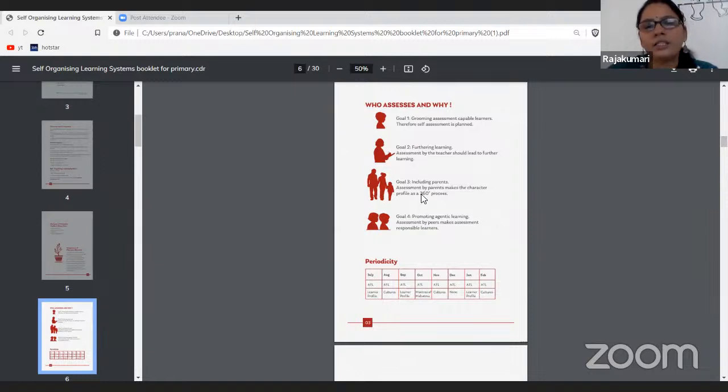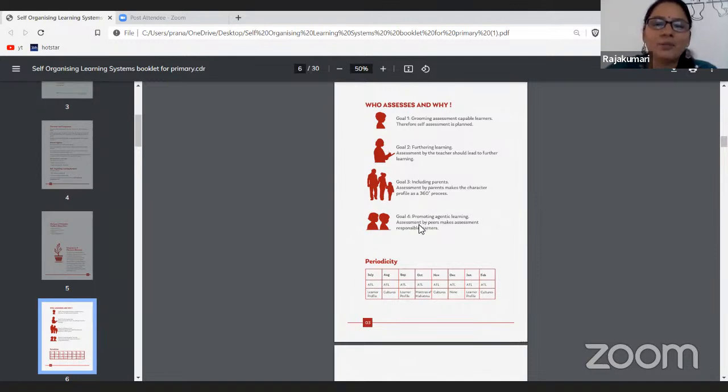And goal 3 is including parents. Assessment by parents makes the character profile a 360 degrees process. So think about it, 360 degrees process. Why do we say that? When the parents are also included in it, we get the complete information about the child. That's the reason it is said to be a 360 degrees process.